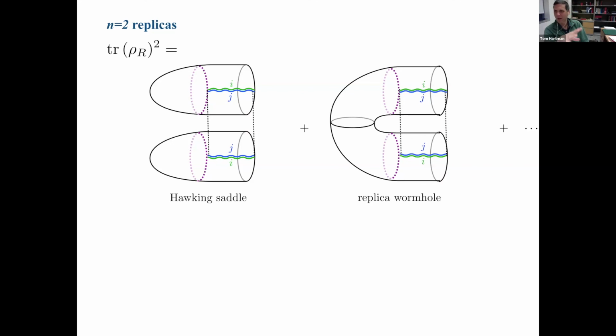As the black hole then evaporates, the area goes down. So e to the minus area goes up. Maybe the short answer to your question is that the cost of making the wormhole is e to the minus area. So when the area goes down, the wormhole gets less suppressed. Are there other questions?